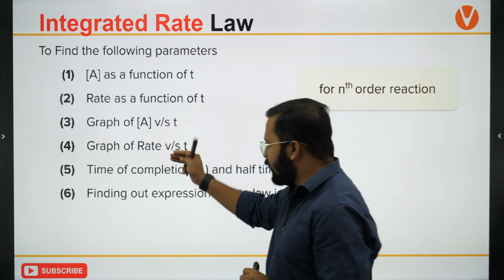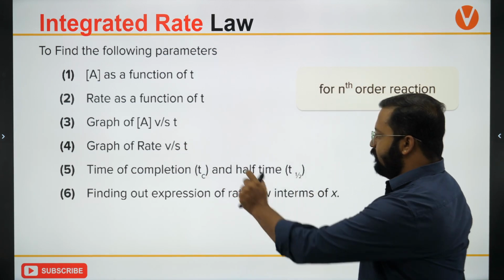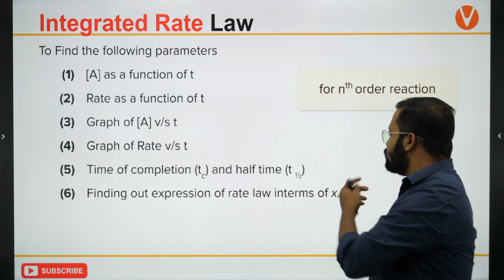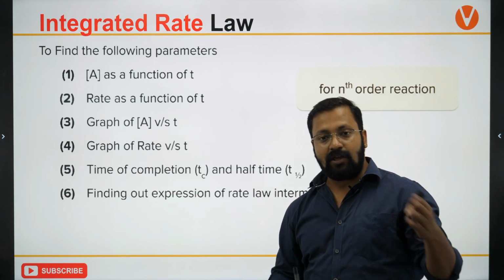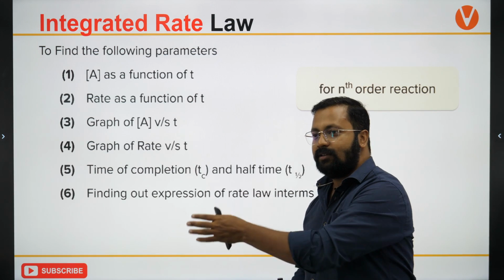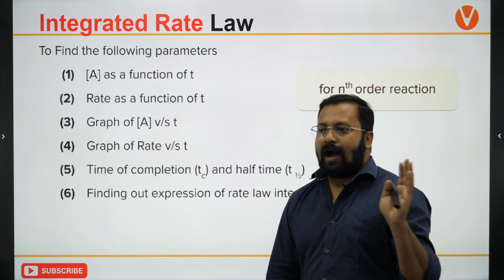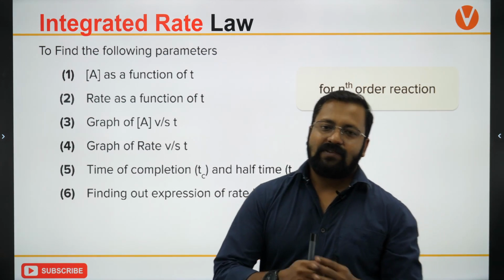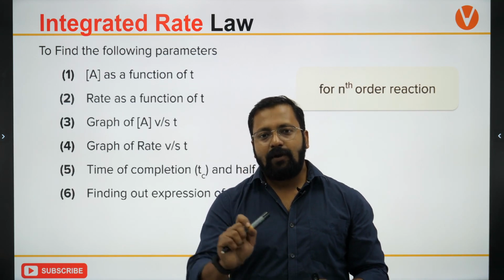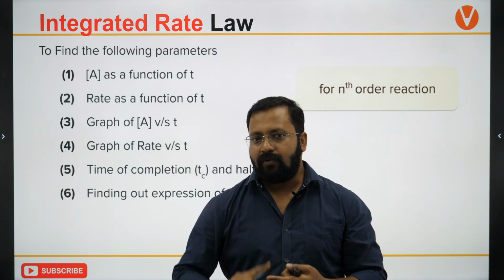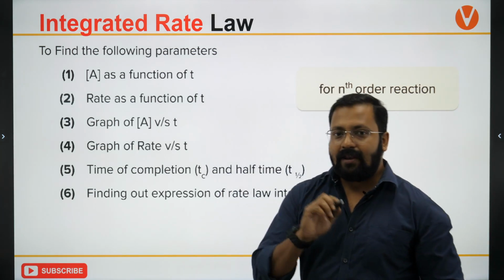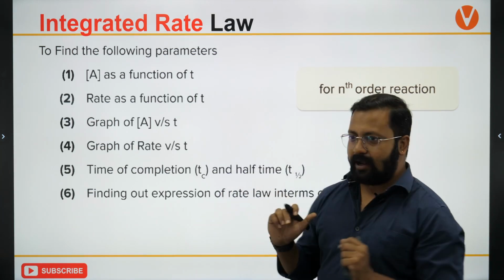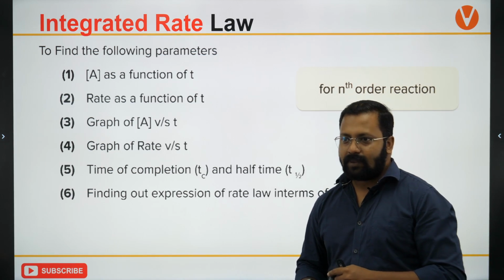We can draw certain graphs. We can write the expression of rate law in terms of x. We can write it for any order reaction: 0, first, nth, second, third. We can write it for all of them. However, as far as JEE is concerned, we will write it only for 0, first and nth. So in today's class, we will try to write the integrated rate law for a 0 order reaction. Okay? Clear?